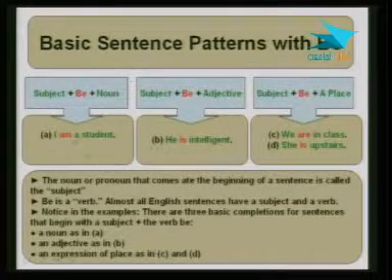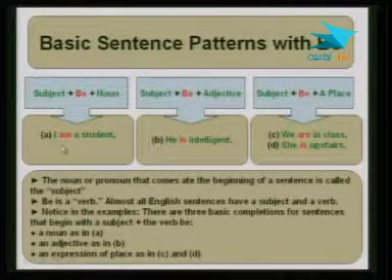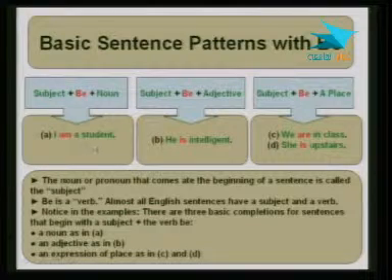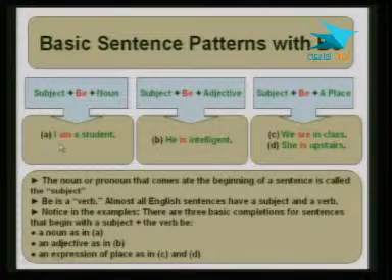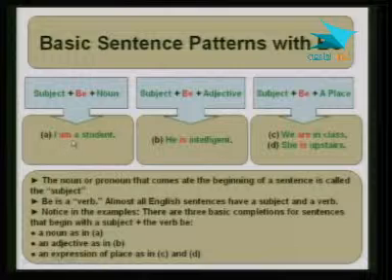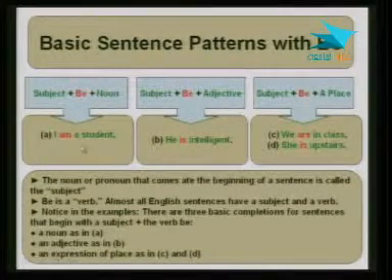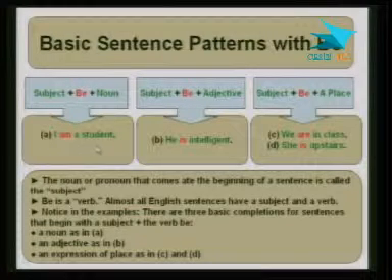Here's an example for the first one. It's I am a student. I am a student. The subject is in green color and the verb be is in red, am, and the complement, the rest of the sentence, is a student.